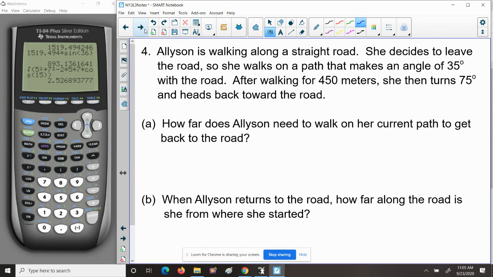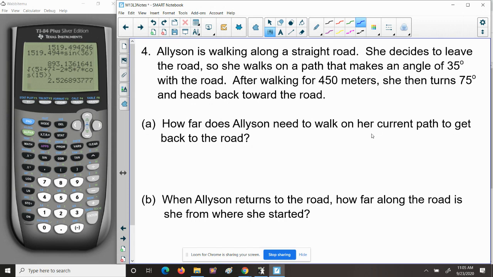This one's got two parts. Okay, so we're going to work through this one together. Allison is walking along a straight road. She decides to leave the road, so she walks on a path that makes an angle of 35 degrees with the road. After walking for 450 meters, she then turns 75 degrees and heads back toward the road.